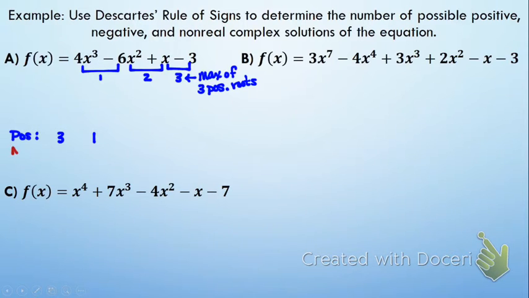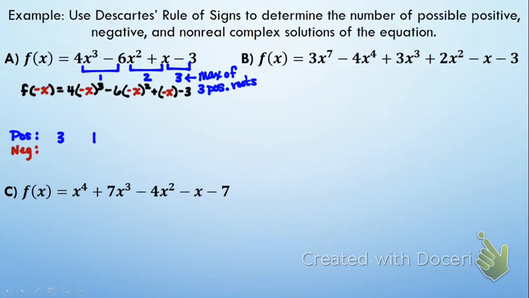Let's go figure out our negatives. I'm going to take the function f of x, and I'm going to substitute negative x in. So 4, and then this would be negative x cubed, minus 6 times negative x squared, plus negative x, minus 3.